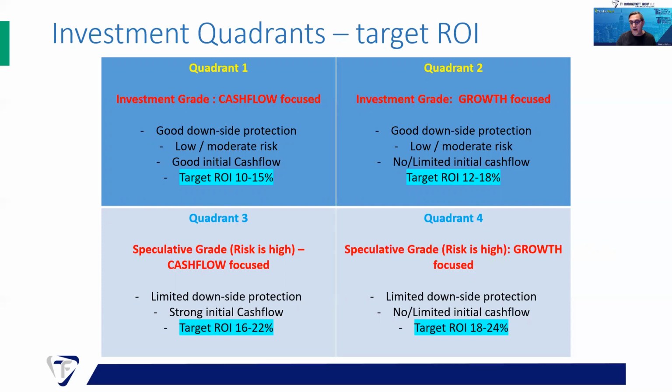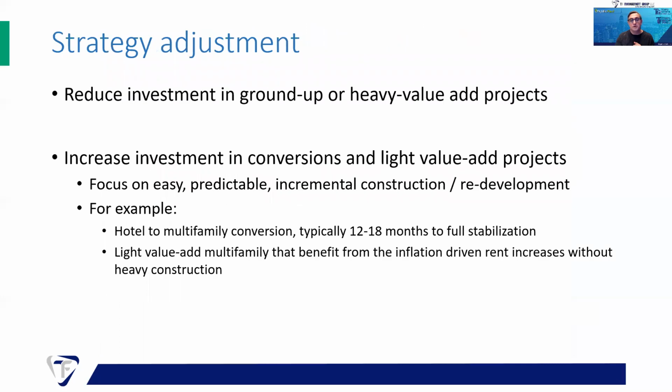So let me jump back to the adjustments for the COVID strategy. So adjustments is reduce investments in ground up or heavy value add projects. We do this in our family of funds, in Temple Growth Fund and Temple Growth Fund 2. We're taking less risk now. We like more certainty and lower level of speculation through the deals that have less construction related risk, as that risk is very difficult to quantify, especially during this very volatile COVID created supply chain cost inflation world.